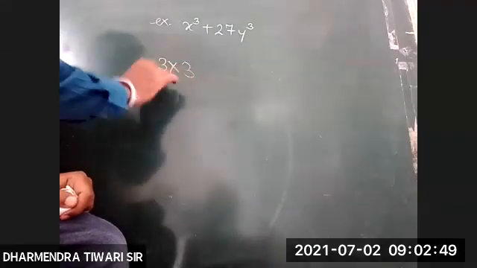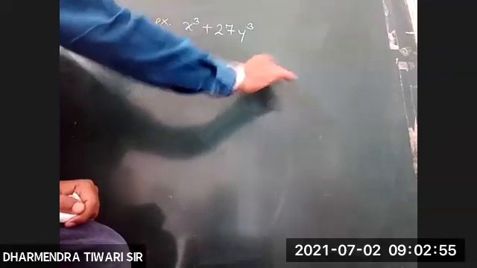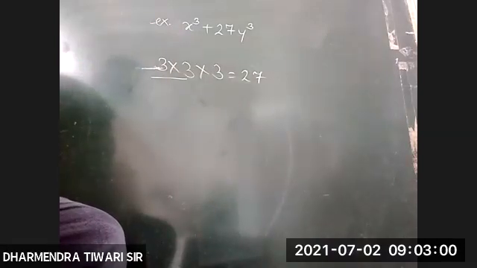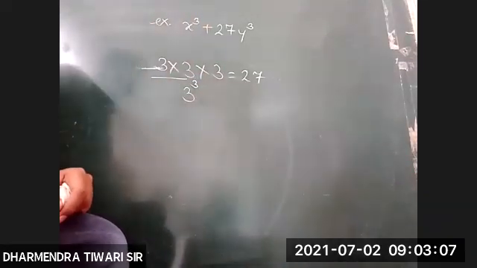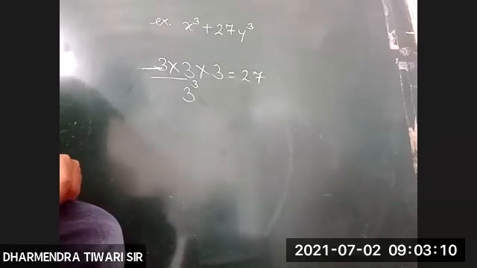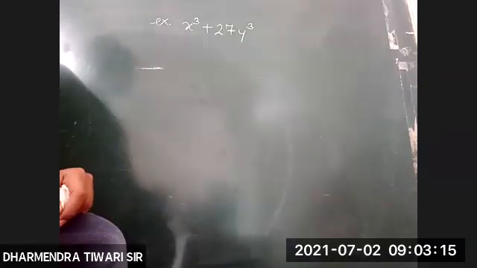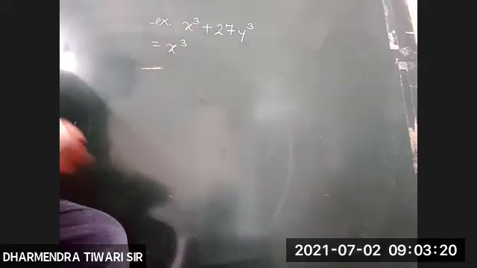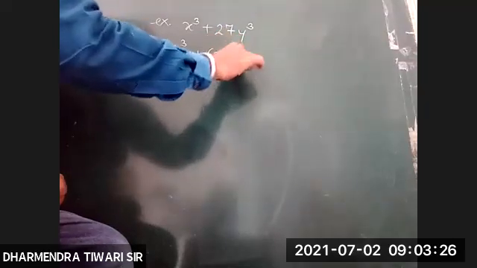3 into 3 is 9. And again, if we multiply with 3, what are we going to get? We're going to get 27. So 9 threes are 27. Okay, so we got 27. Means we can write this 27 as 3 raised to 3, law of indices. So let's apply this. We can write this as x cube plus 3 cube y cube.